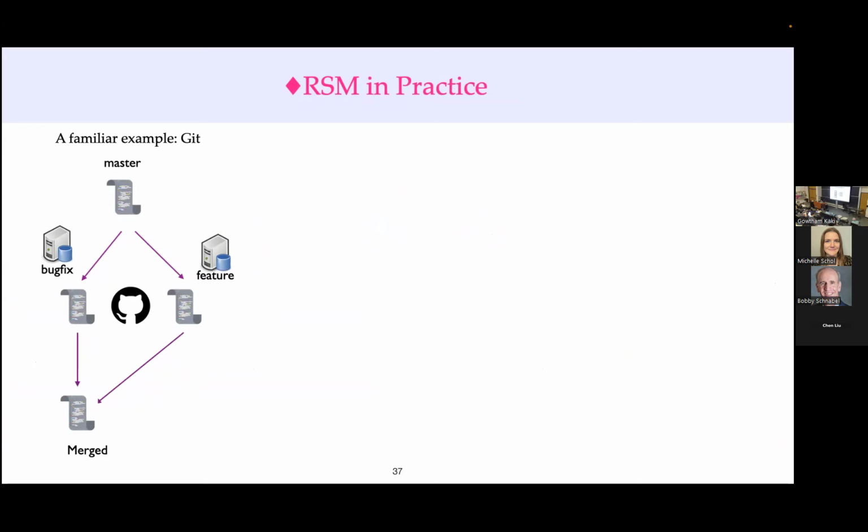A Git version control system is a great example of an eventually consistent replicated state machine, right? Because you do have, for example, a master branch, and you might clone a bug fix branch onto your machine. Your friend might clone a feature branch on their machine, and they might make their own changes. So there is temporary divergence between your friend and you, but finally you can merge these changes into a single final version, right? So there is eventual convergence, right?